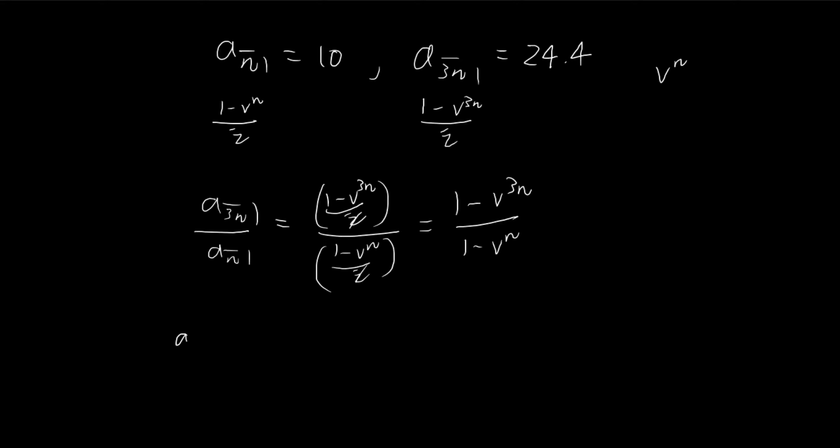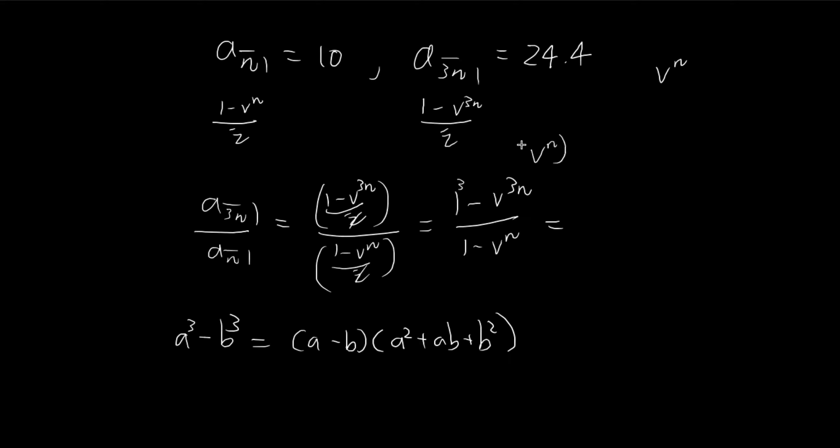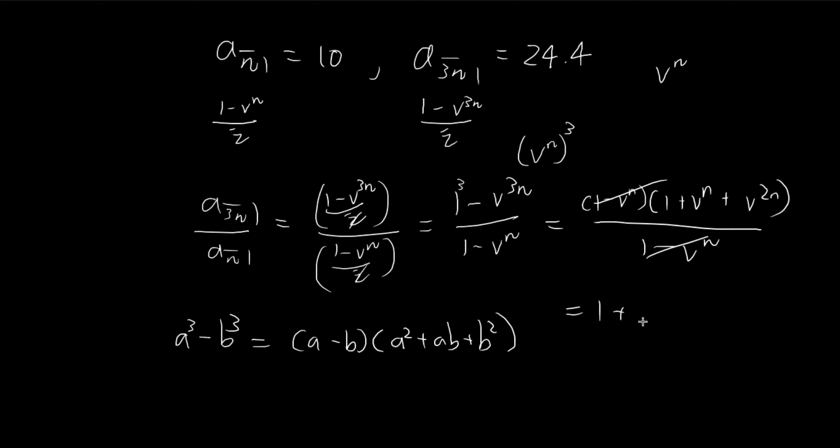And then I'm going to use this formula to factorize the numerator. You can actually factorize this term into something like this. You can prove this by just expanding this part. You can see that 1 is actually 1 to the power of 3, and v^3n is equal to v to the power of n, to the power of 3. So we can use this formula. Here we get something like this after the factorization, and then these cancel out. So we get 1 plus v^n plus v to the power of 2n.